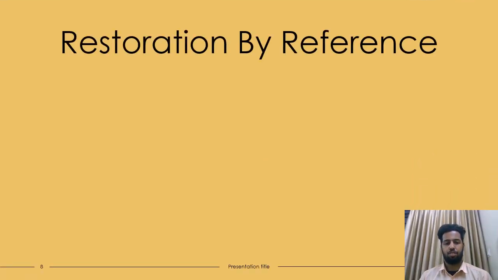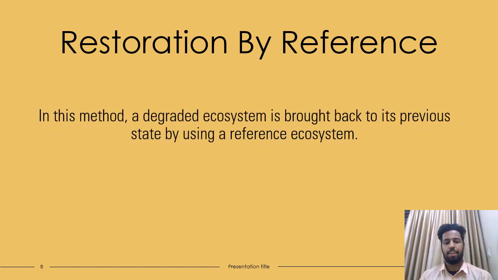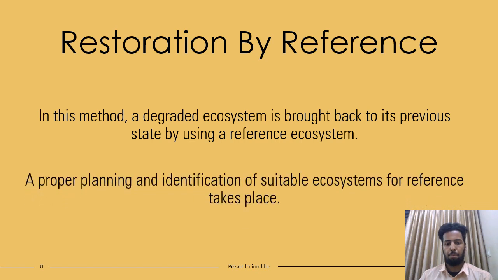So another way is restoration by reference. In this method, a degraded ecosystem is brought back to its previous state by using a reference ecosystem. A fundamental principle of ecological restoration is the identification of an appropriate reference ecosystem to guide project targets and to provide a basis for monitoring and assessing outcomes. The reference ecosystem can be an actual site or a conceptual model synthesized from numerous reference sites, field indicators, and historical and predictive records. Proper planning and identification of suitable reference ecosystems takes place in this method.